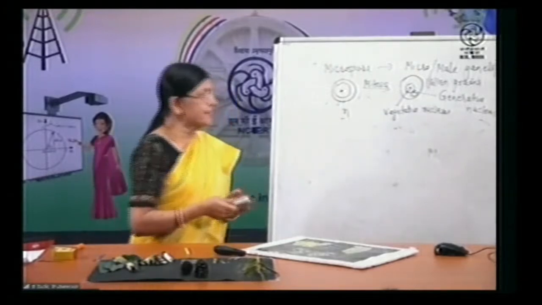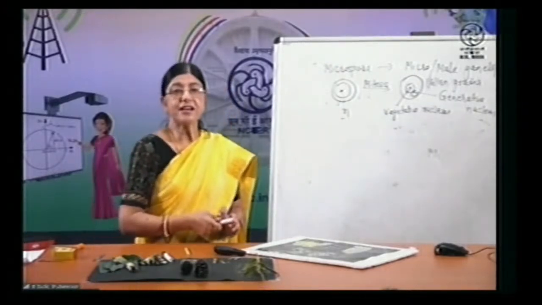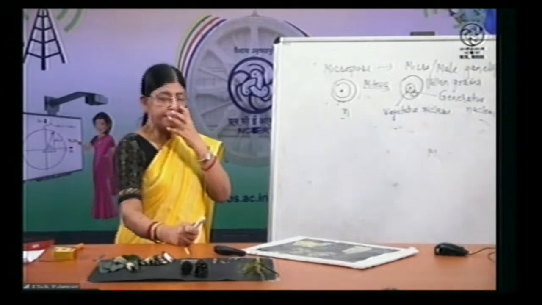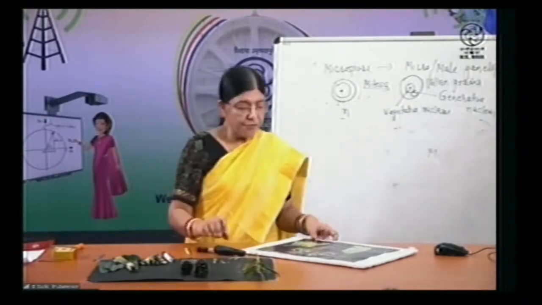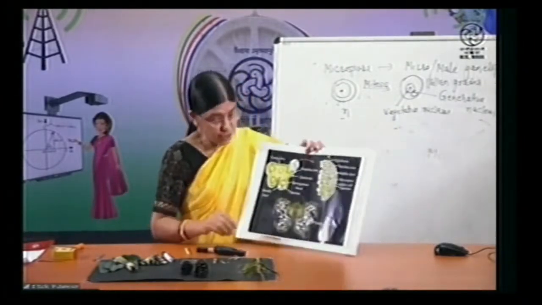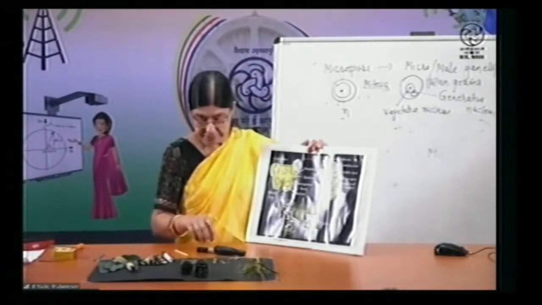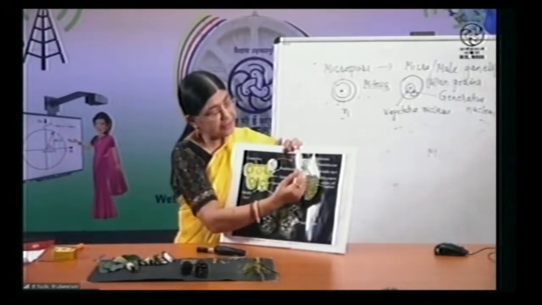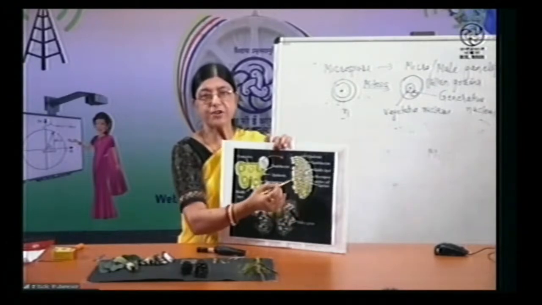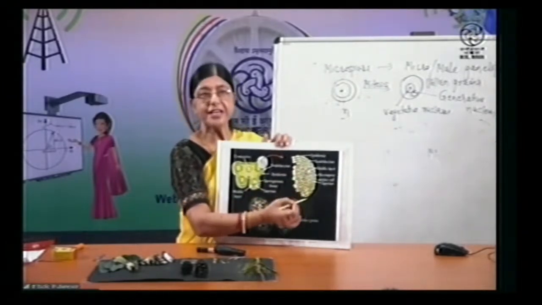So at this condition, pollen grains are ready for dehiscence. So by this time, what has happened? As I had told you, these layers, epidermis, endothecium, middle layers, they were protective layers.